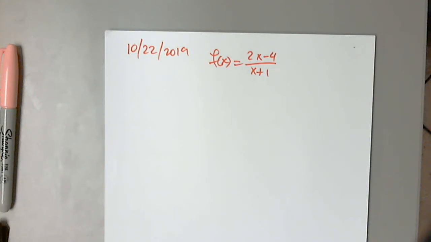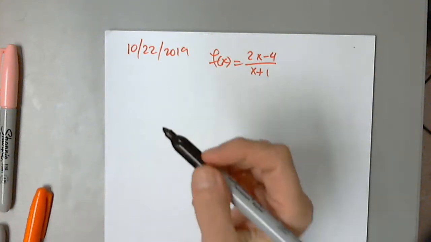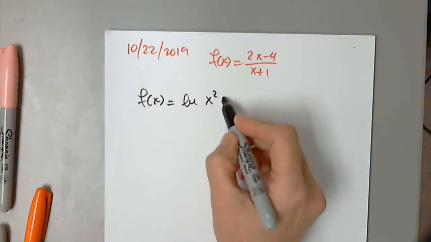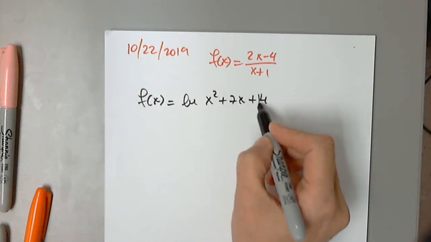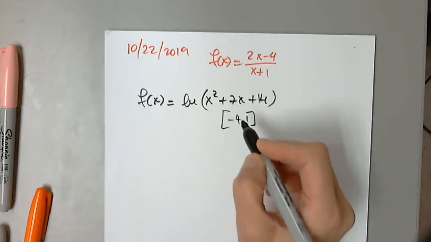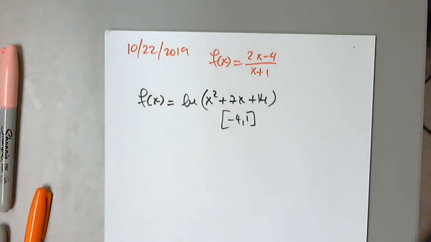Greg, go ahead. You had something? Yeah, you had to find the absolute max and min for the natural log of x squared plus 7x plus 14, on the closed interval negative 4 to 1. Excellent. Okay, so we are given a function, we are given a closed interval, and we're going to ask: find the absolute max and min.